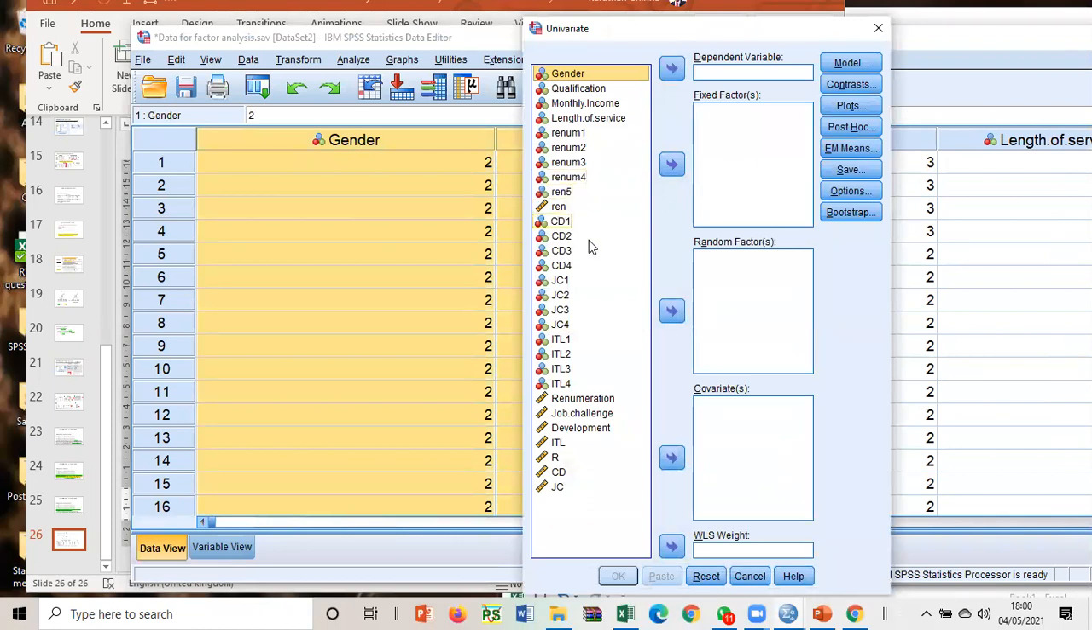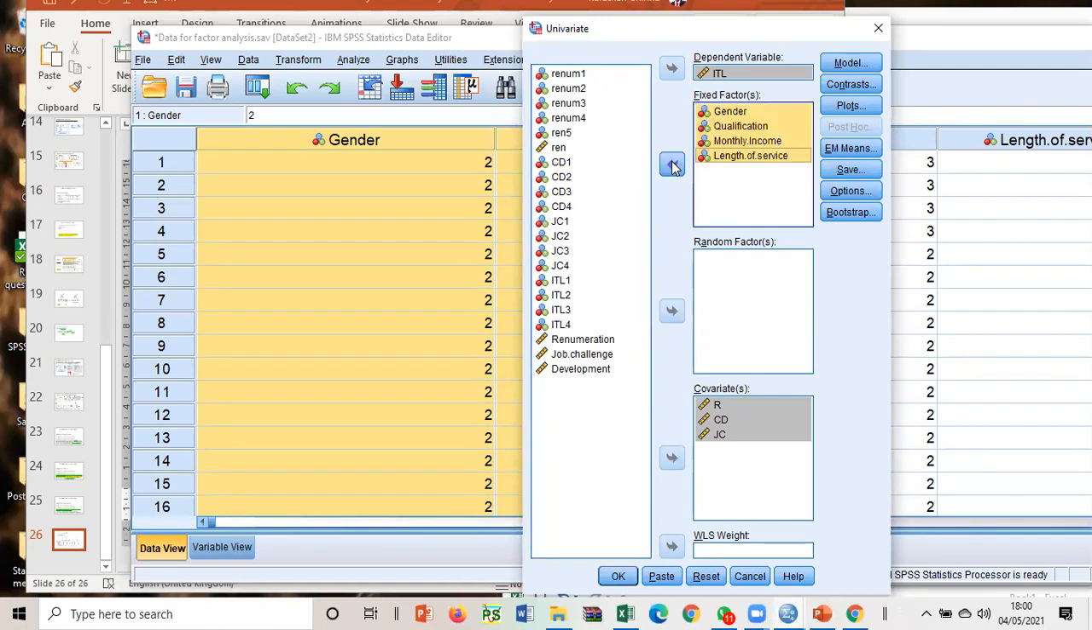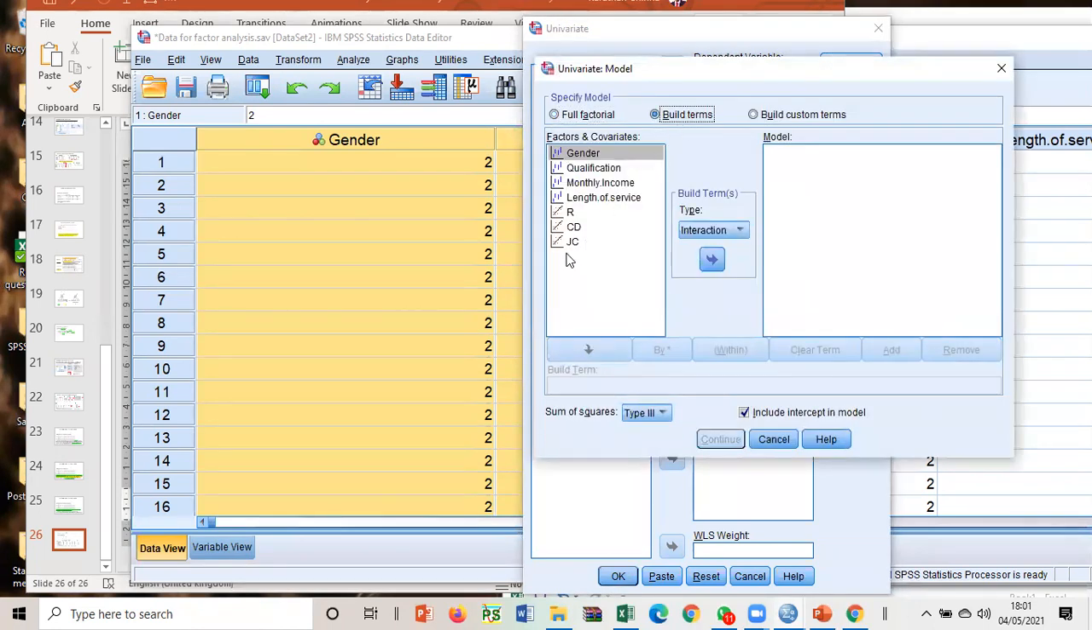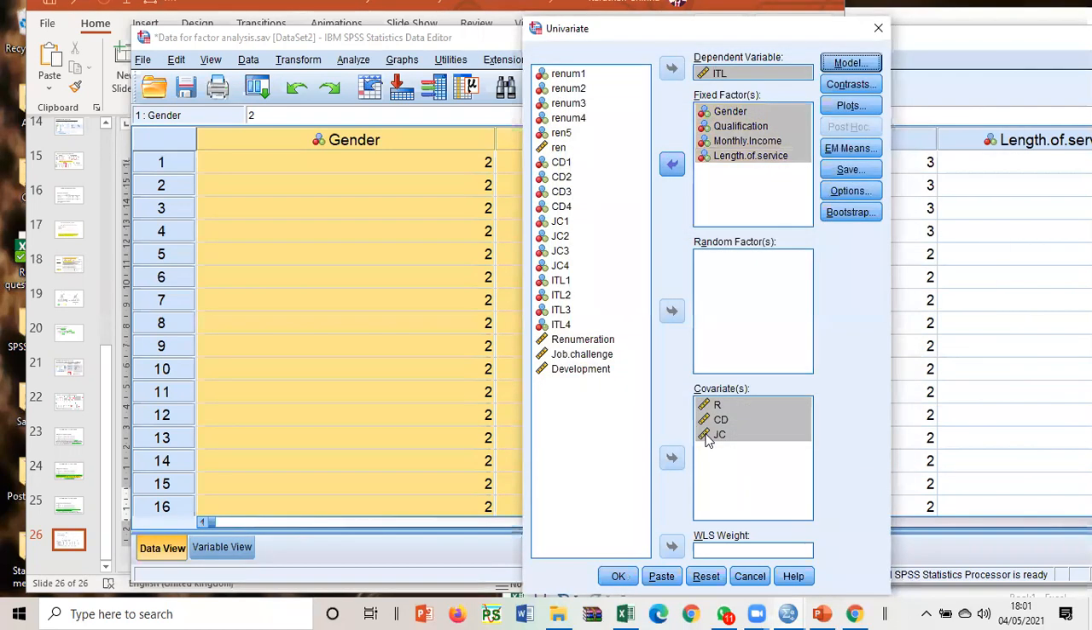So this alone doesn't explain much. So ITL might still depend on other things. These are all quantitative variables. They'll go into covariates. Gender and these other qualitative variables will go into fixed factors. Then in the model, put all these variables in as main effects, all the variables. Continue and click OK.